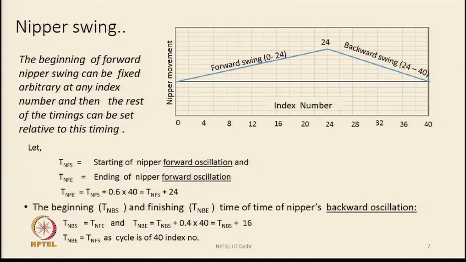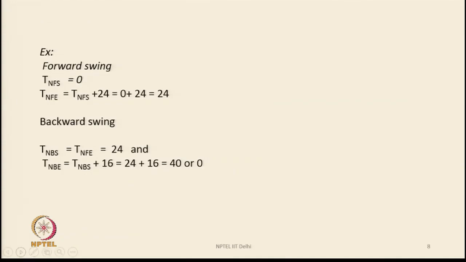So, this is how we can write, therefore, TNBE, that is when the backward journey ends, the forward journey begins, and this moves as a cycle, because for the cycle, the maximum timing given is up to 40 index number. So, this is how we can write them, and let us say the forward swing starts at 0 index number.